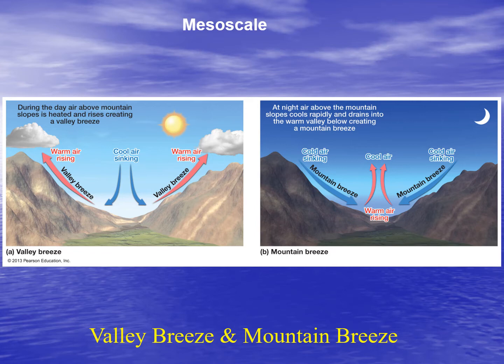So during the day, you're going to get a lot of heating on those mountain slopes. So air above the mountain slopes is heated pretty quickly, and it's going to rise. So what we have here is what we refer to as a valley breeze, as in you're going to have the winds kind of blowing from the valley up the sides of the mountains. And then what do you have at say a higher altitude above the valley?